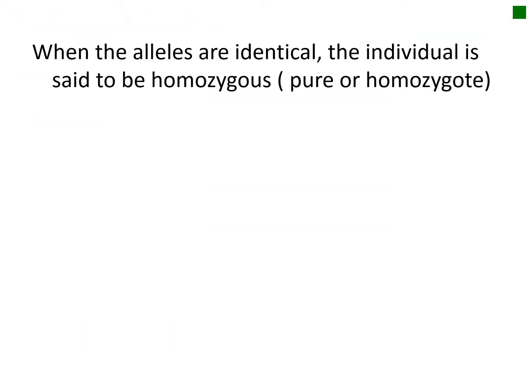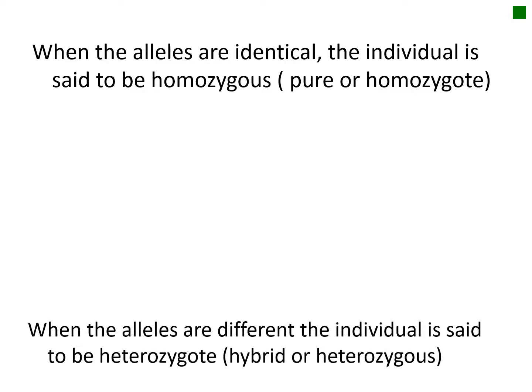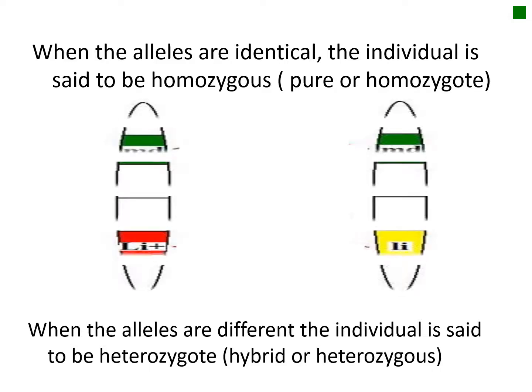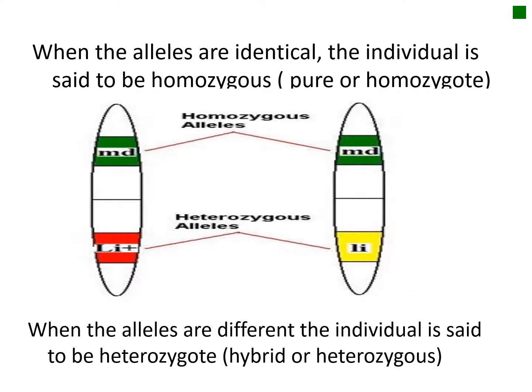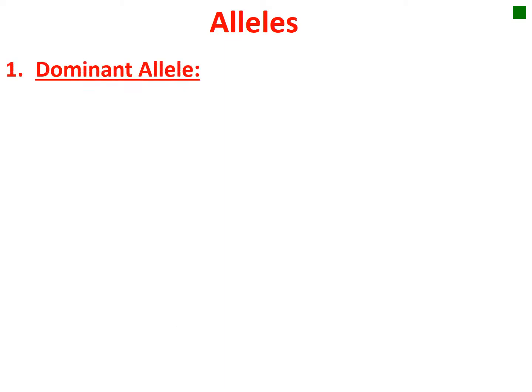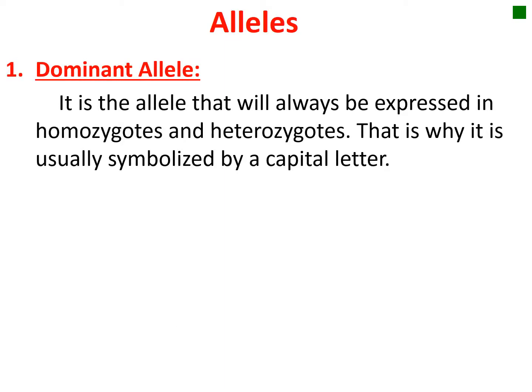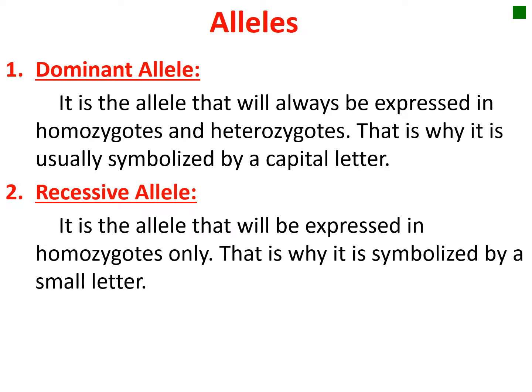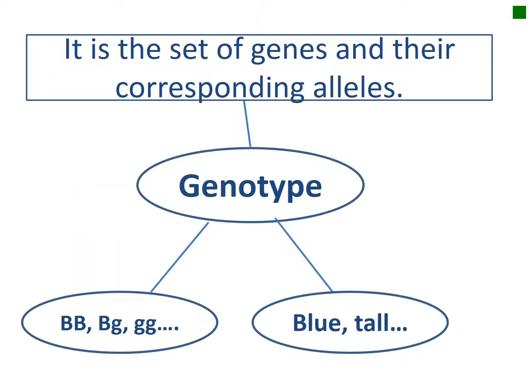When the alleles are identical, the individual is said to be homozygous or pure. When the alleles are different, the individual is said to be heterozygous or hybrid. A dominant allele is the allele that can be expressed in the case of homozygous or heterozygous. That's why it's usually symbolized by a capital letter, while the recessive allele is only expressed in the case of pure or homozygous. That's why it's usually symbolized by a small letter.